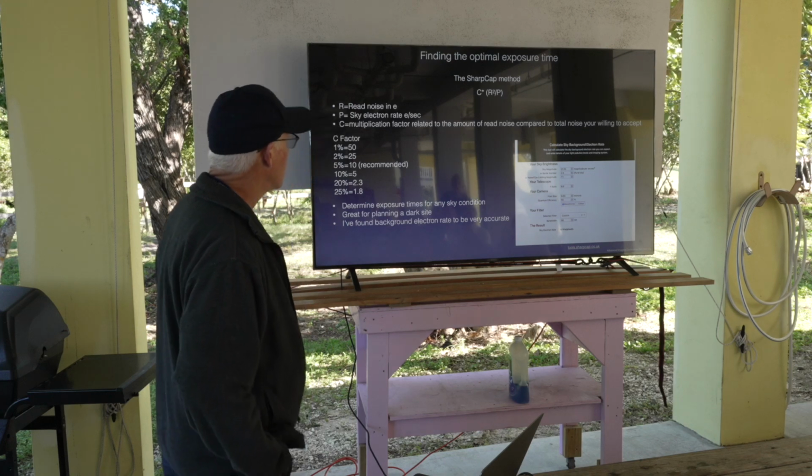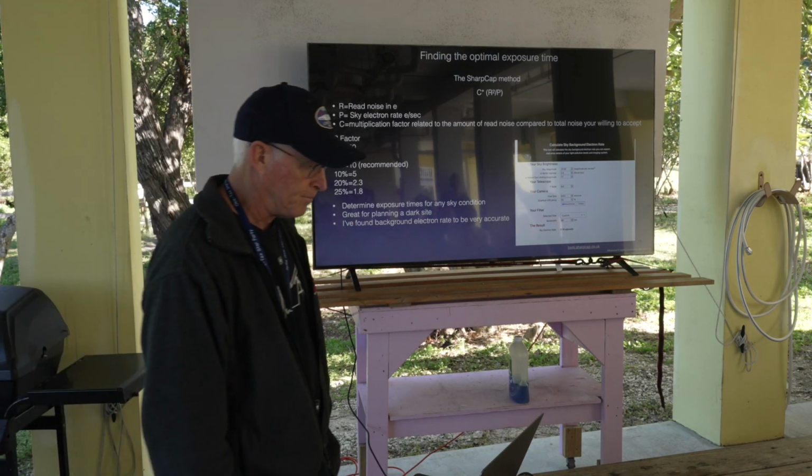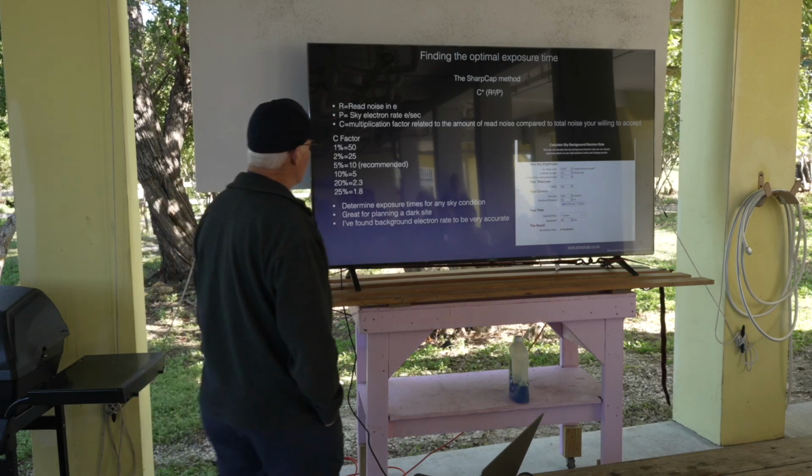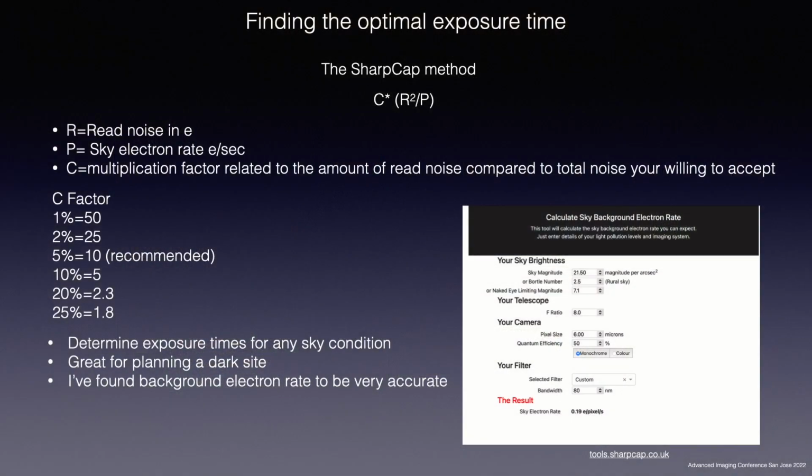So this is the Dr. Glover method, the SharpCap method. If you remember anything, remember that little thing there: C times R squared over P. It's a very simple little equation.